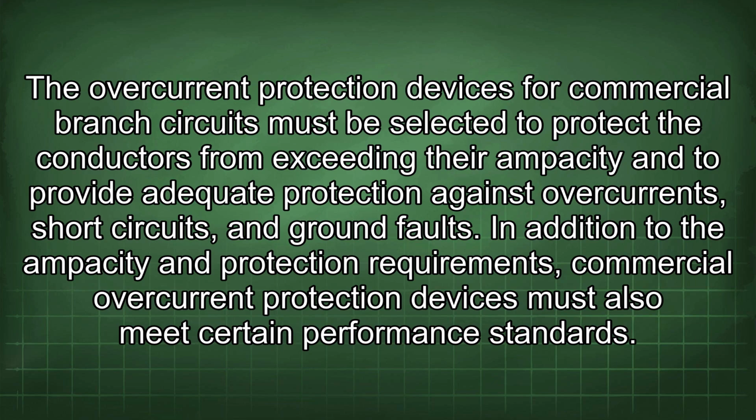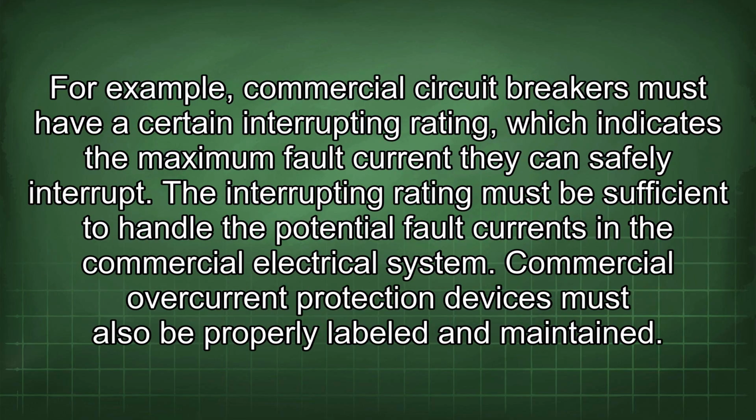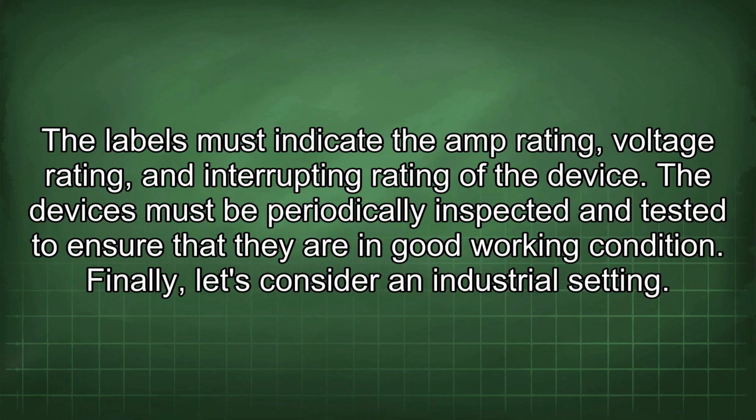In addition to the ampacity and protection requirements, commercial overcurrent protection devices must also meet certain performance standards. For example, commercial circuit breakers must have a certain interrupting rating, which indicates the maximum fault current they can safely interrupt. The interrupting rating must be sufficient to handle the potential fault currents in the commercial electrical system. Commercial overcurrent protection devices must also be properly labeled and maintained. The labels must indicate the amp rating, voltage rating, and interrupting rating of the device. The devices must be periodically inspected and tested to ensure that they are in good working condition.